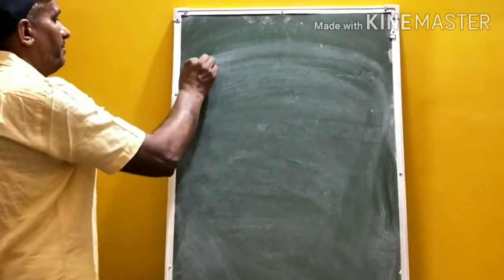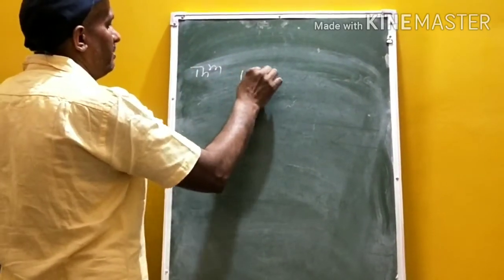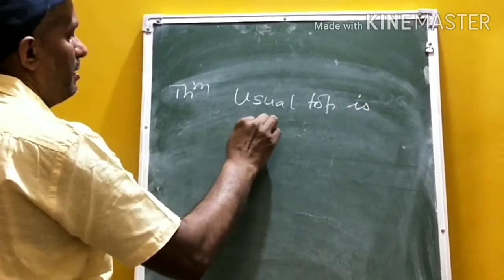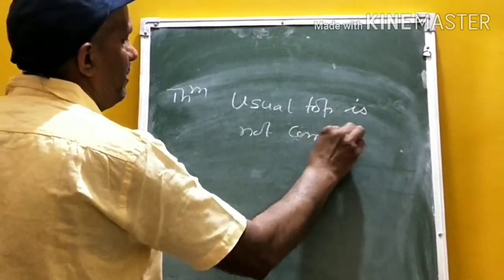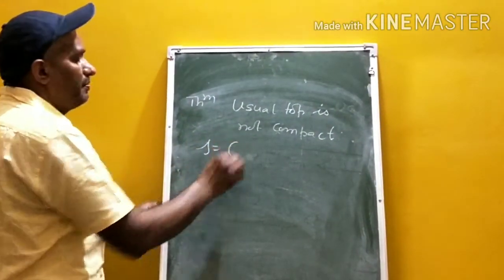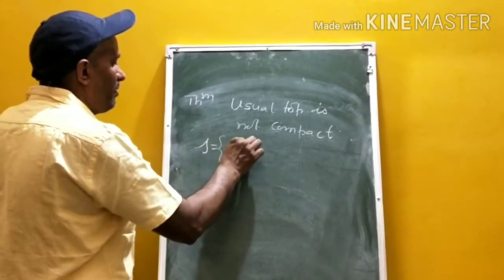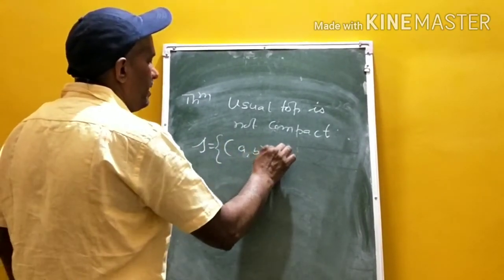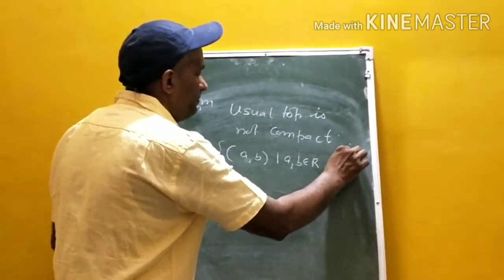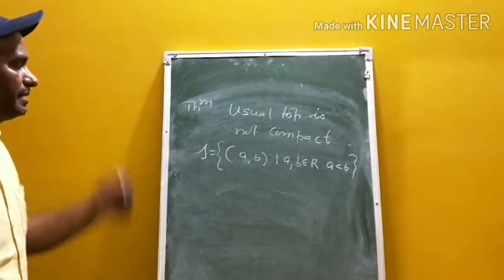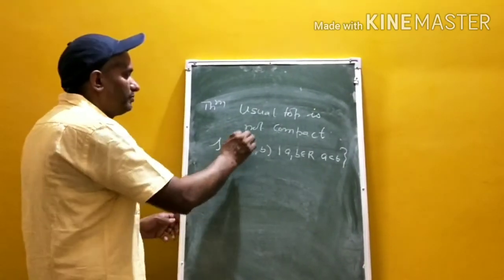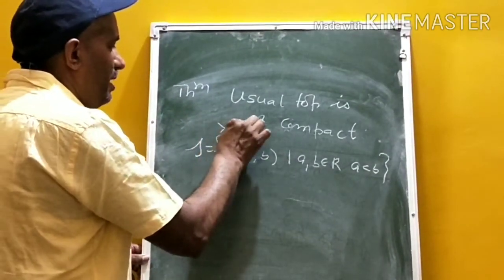Theorem: the usual topology is not compact. In the usual topology, the open sets are in fact the intervals, of the form (a, b) such that a and b belong to R and a is less than b. Intervals are open sets in the usual topology. Now we have to prove this where X is equal to R.